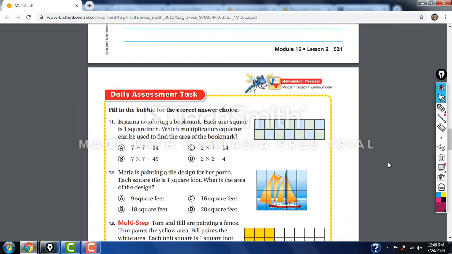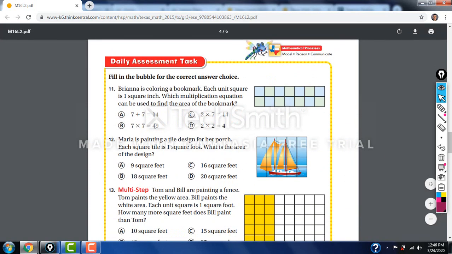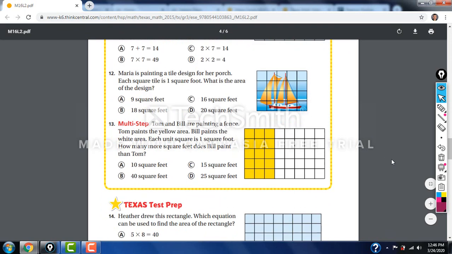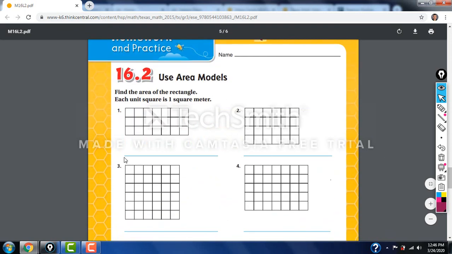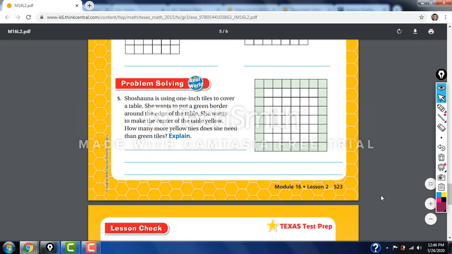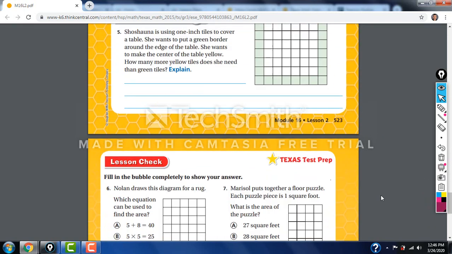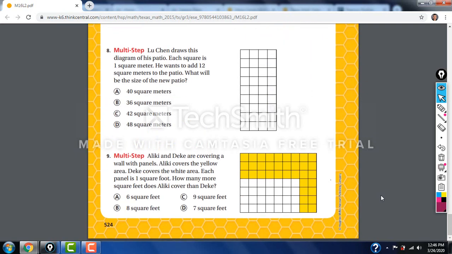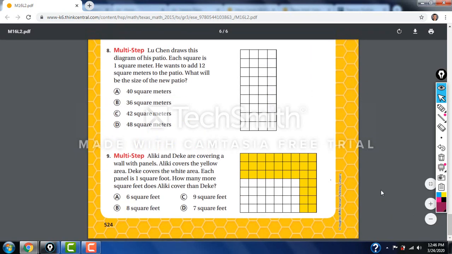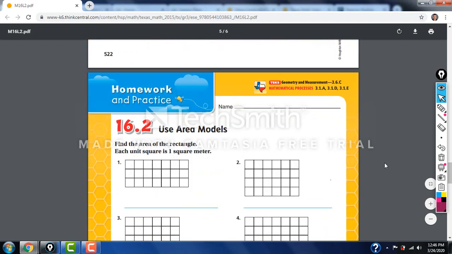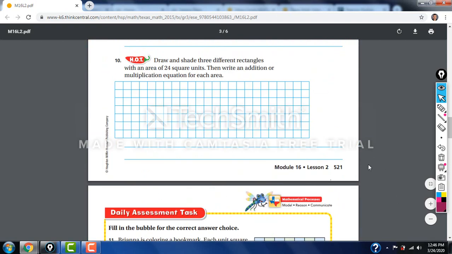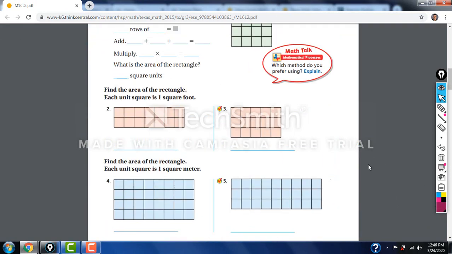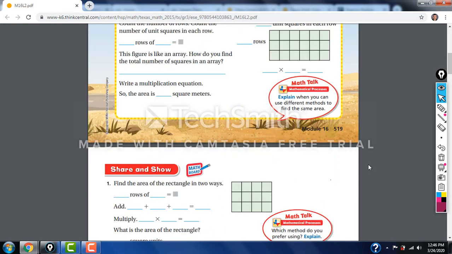Next is your daily task assessment for the day. So work on this today. You have your homework here that we will review the next day, and this should be very simple. I don't think anyone's going to have any issues with this. Work on your homework, fill in the answers. We'll check it tomorrow or the next day in the morning, and I know you're going to be very successful with this. We're flying through this area concept, so I need to know that everyone is doing well.